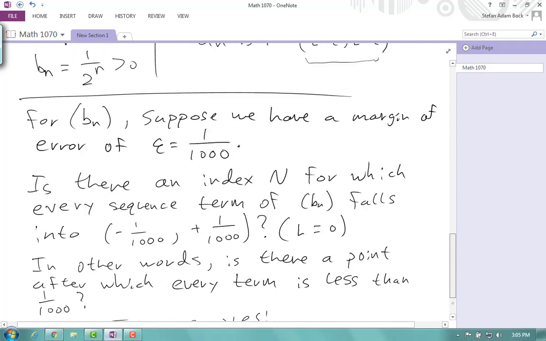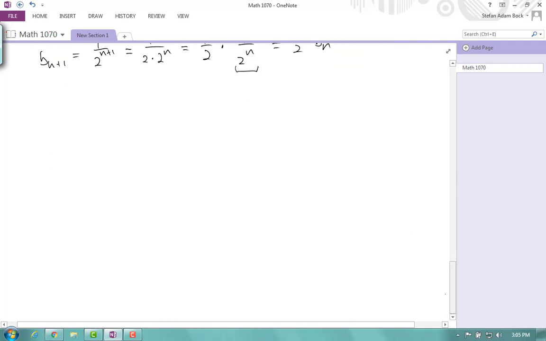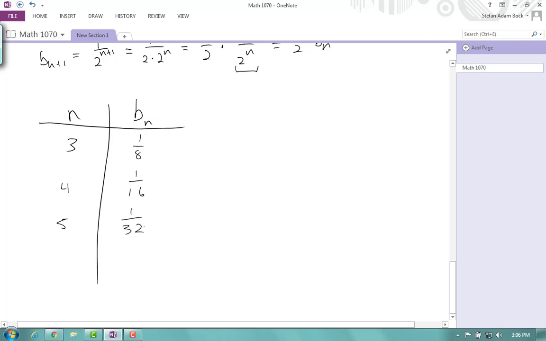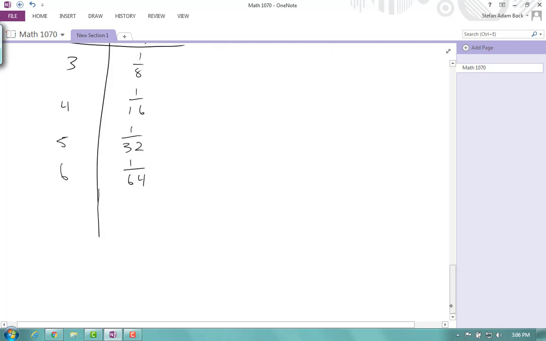I only went up to 8 up here. Let's find out how far I need to go. I'll make myself a handy chart: n and b sub n. When I did 3, I got 1 over 8. So when I do 4, I'll have 1 over 16. 1 over 5 is 1 over 32. 1 over 6, 1 over 64. Oh dear. 7, I should have 1 over 128.